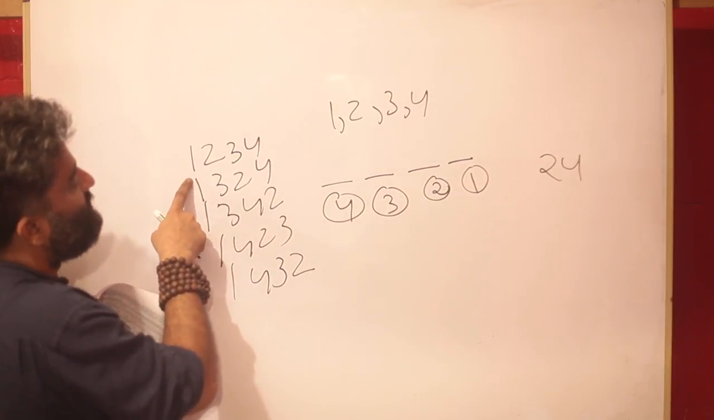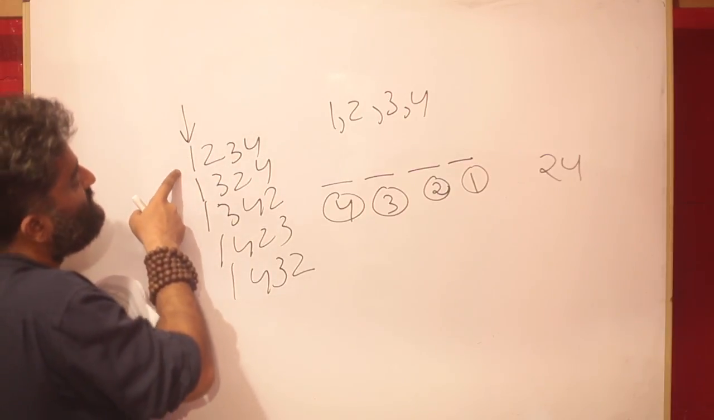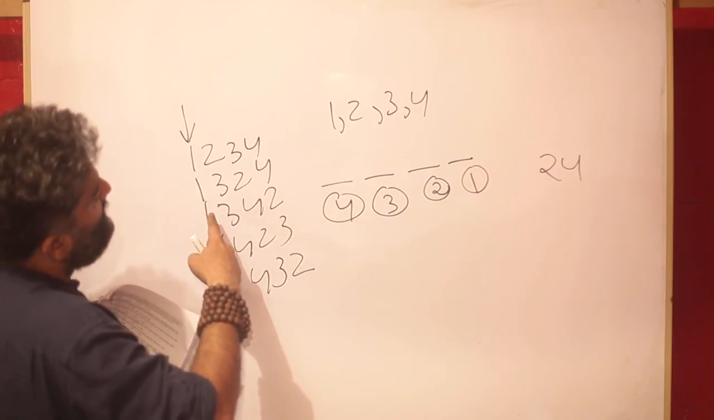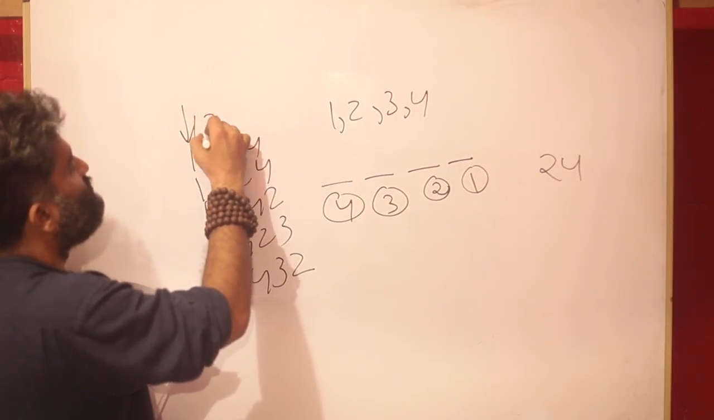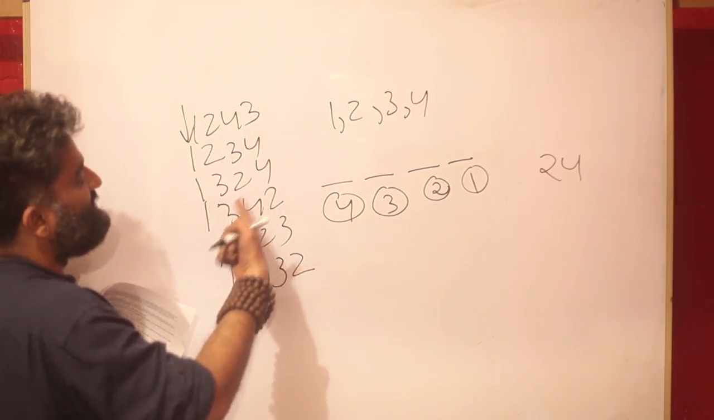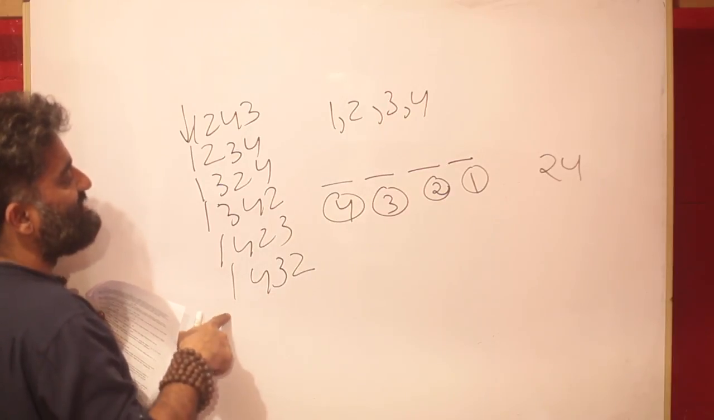So if I look at 1 for example, with 1 in the leftmost position, right? So if I look at 1, 2, 3, 4, 1, 3, 2, 4, actually 1, 2, 4, 3 also I missed. 1, 2, 3, 4, 1, 2, 4, 3, 1, 3, 2, 4, 1, 3, 4, 2, 1, 4, 2, 3, 1, 4, 3. Can you think of anything else starting with 1?